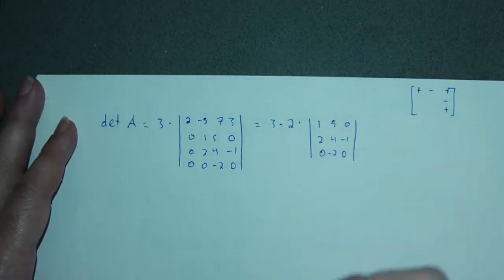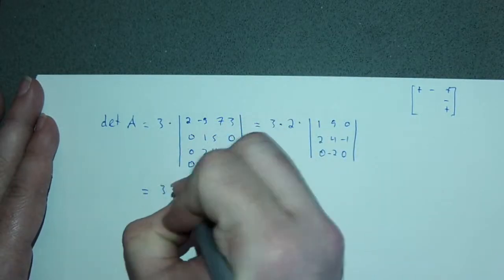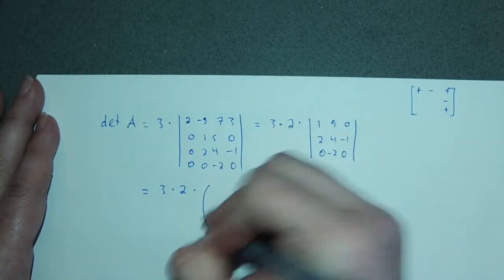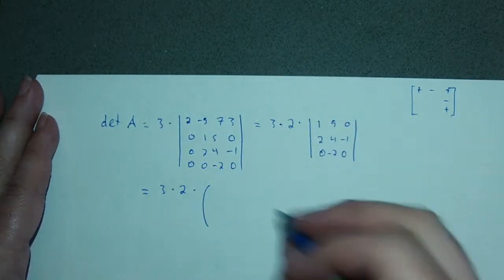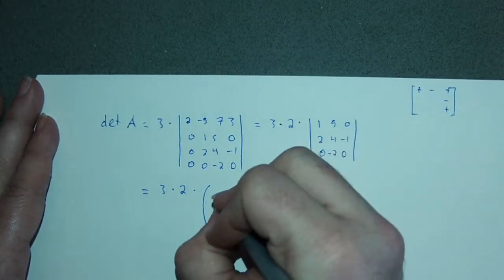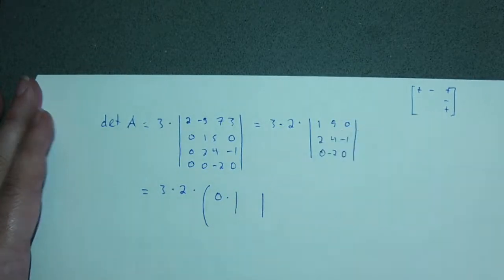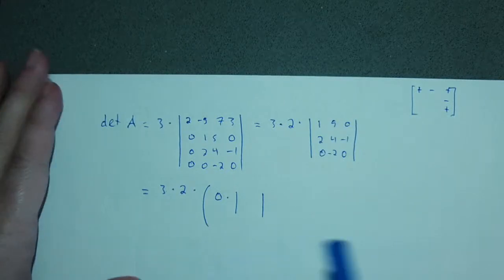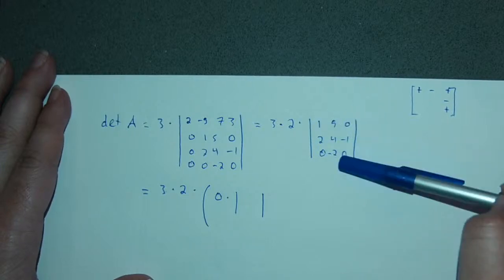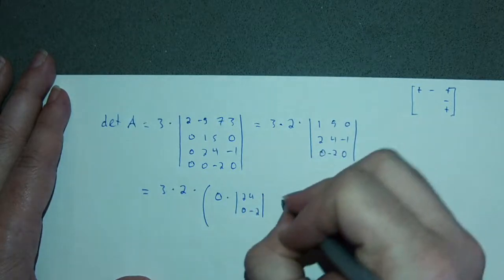Okay, and so how does this go? This is going to be equal to 3 times 2 times, let's write it out just to make sure that we're doing this correctly. I'm going down the last column. So this would be 0 times the 2 by 2. I'm just going to write it since it's only a 2 by 2, so we're not wasting too much time here. So 0 times the 2 by 2 matrix I obtain by deleting first row, last column. So that's 2, 4, 0, minus 2.